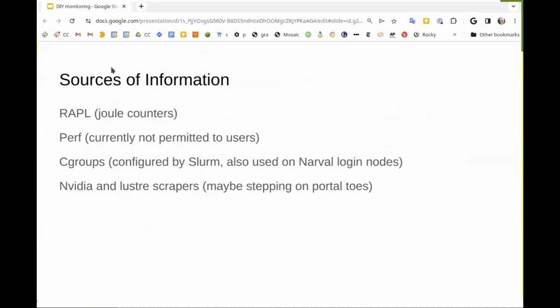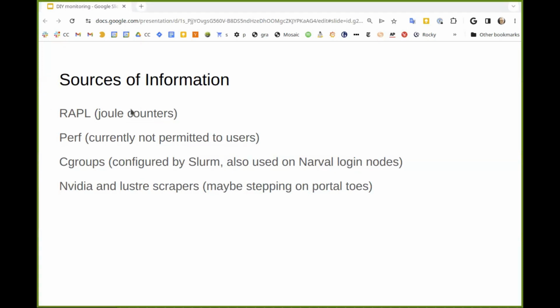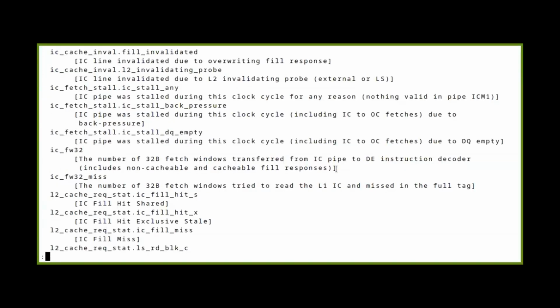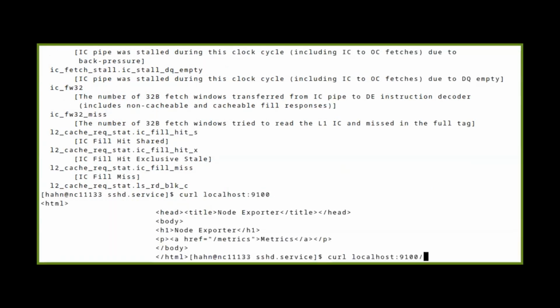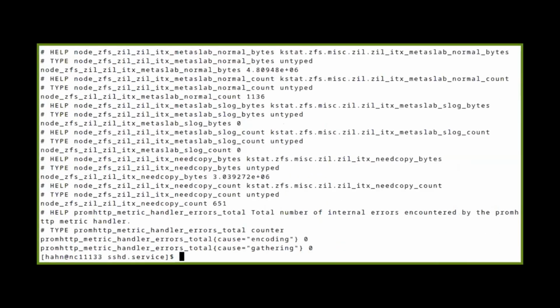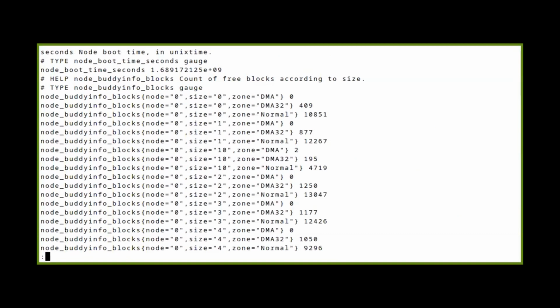I guess I should, sorry, I did mention this scraping stuff, so I should probably show it. If I go back to this window, if you do curl localhost 9100 metrics, we use a system called Prometheus. Prometheus has an exporter on the node, and this is the syntax that it exports in.